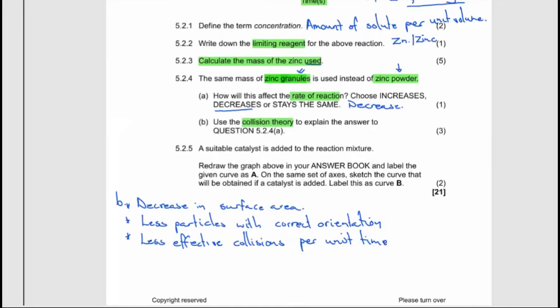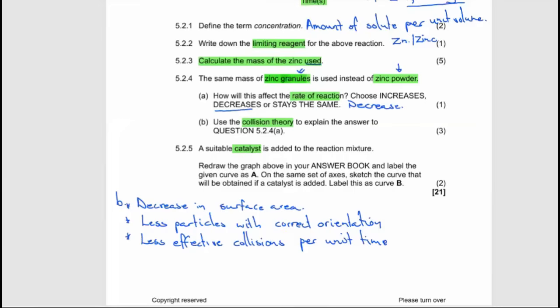5.2.4b. Then to proceed, 5.2.5 says a suitable catalyst is added to the reaction mixture. A catalyst, remember, is there to speed up the rate of reaction. So now we're asked to redraw the graph above in your answer book and label the given curve as A.